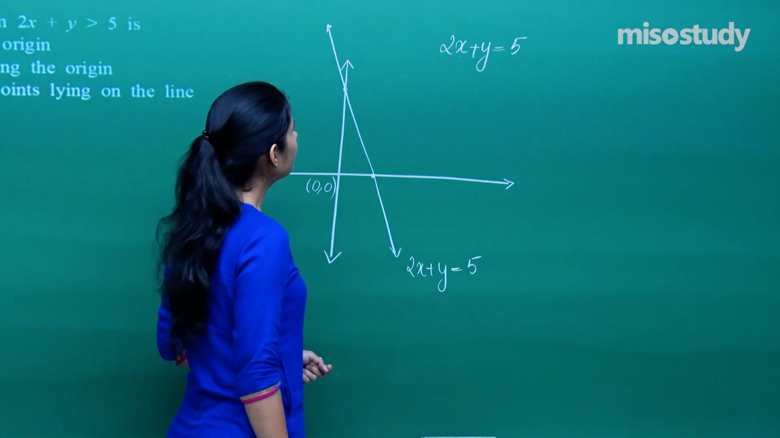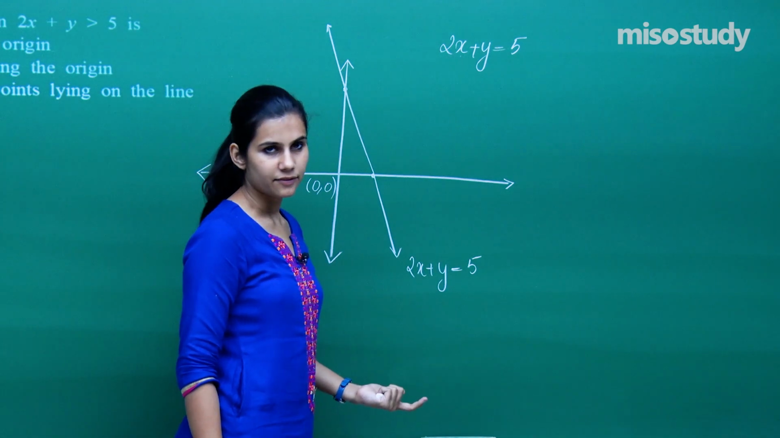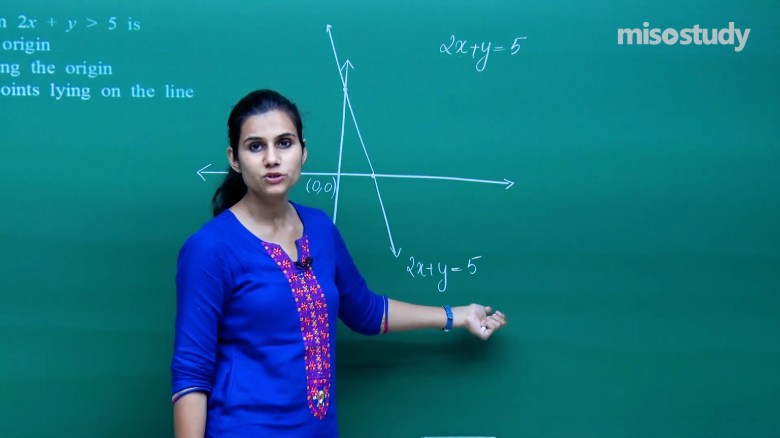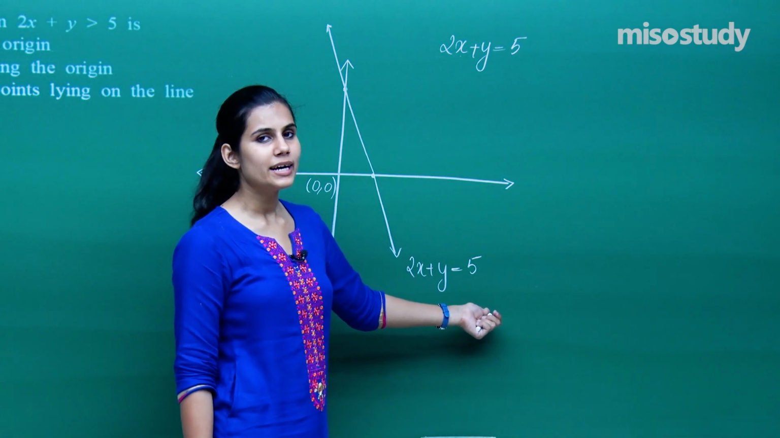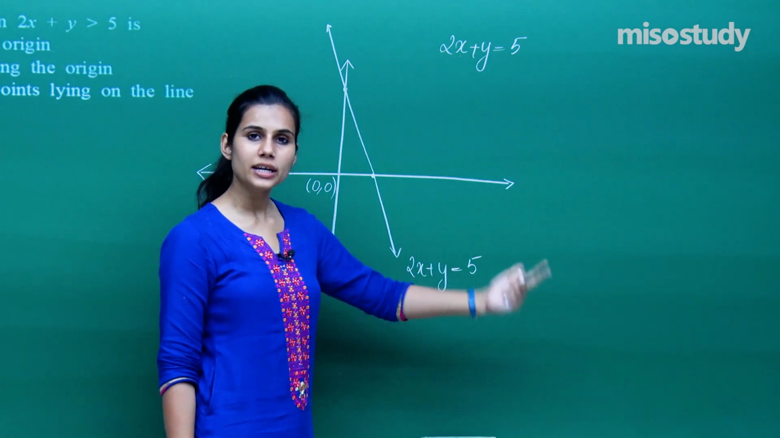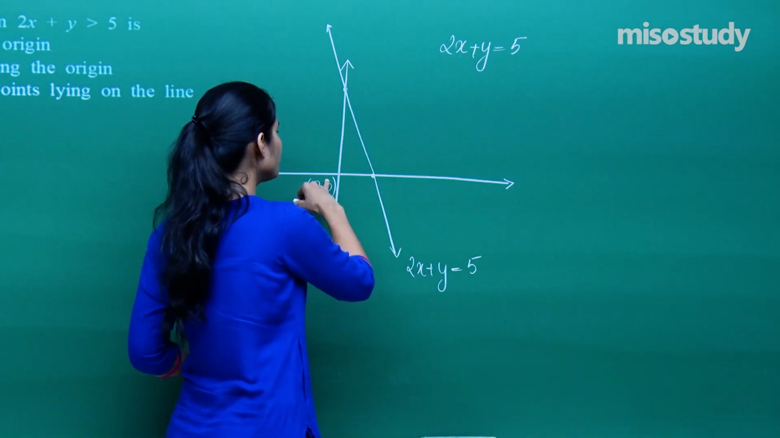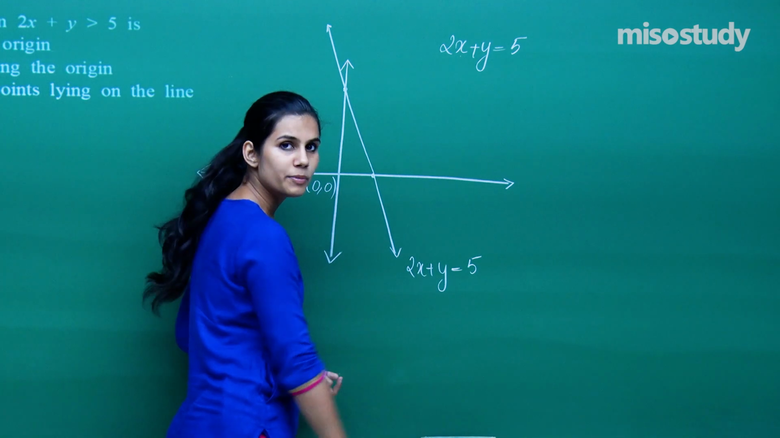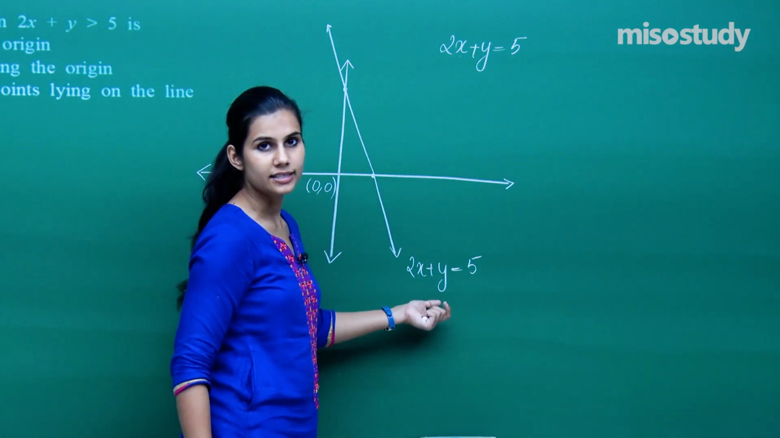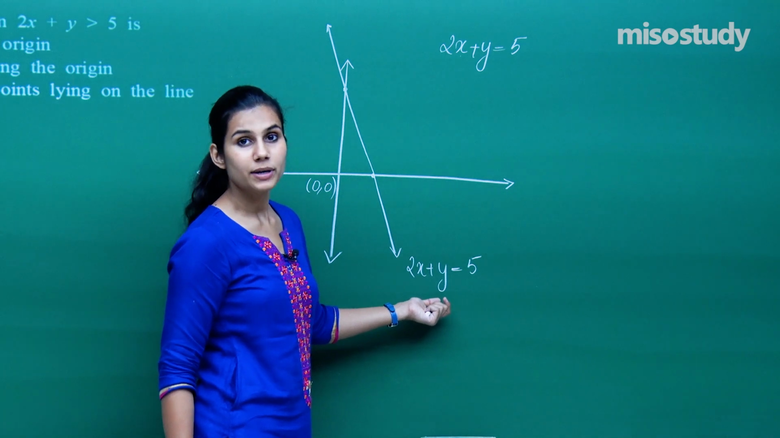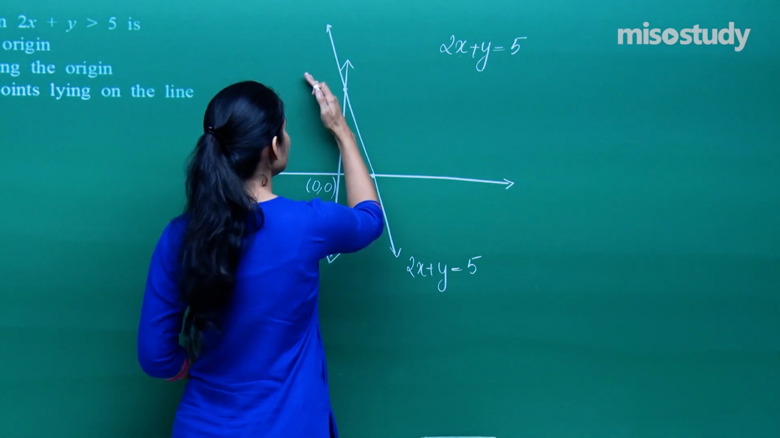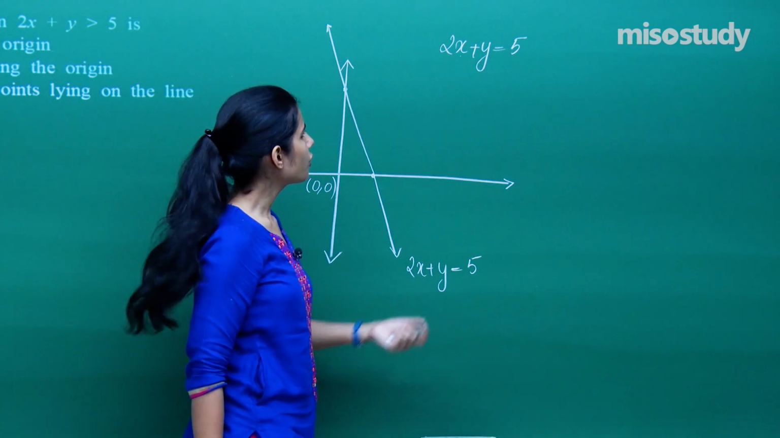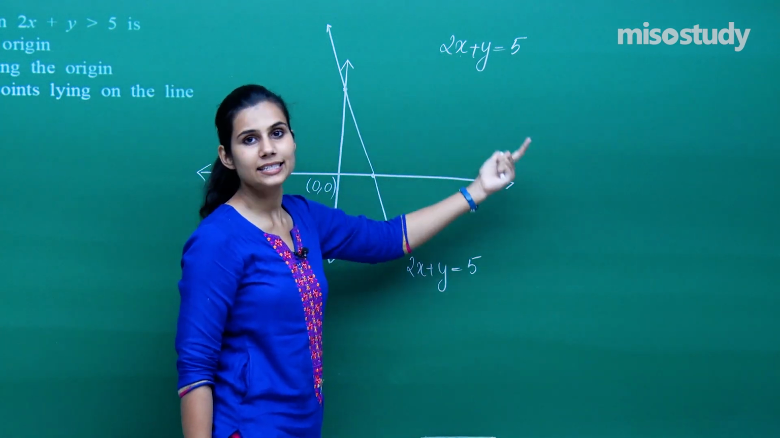Now when I am talking about the region greater than 5, all the points on this line are actually satisfying 2x plus y equals 5. What are the x comma y's which satisfy 2x plus y strictly greater than 5? For that, we check the origin. If you put x equals 0 and y equals 0, you basically get 0 plus 0, that is 0, which is not greater than 5 but less than 5. So the region which is containing the origin is actually the region of all the x comma y's for which 2x plus y is less than 5.